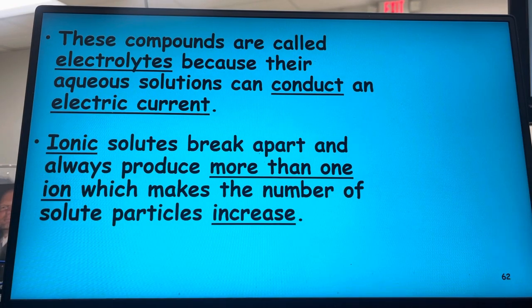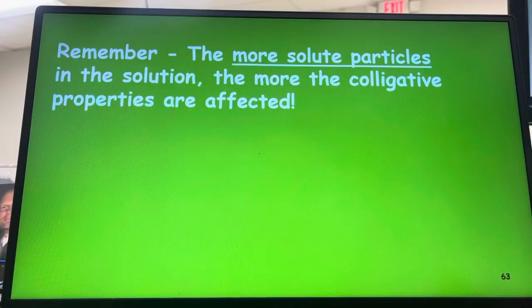So these ionic solutes break apart and always produce more than one ion. Well, that makes the number of solute particles increase. Holy moly. Now we went from one solute particle when I put it in the water to more than one. I'll show you what this looks like. So the more solute particles in the solution, the more the colligative properties are affected. So again, we're still talking about colligative properties here.